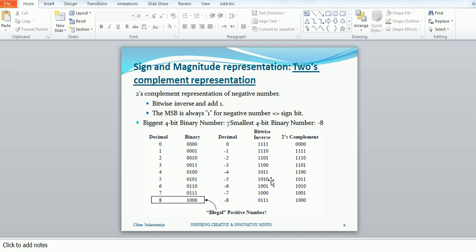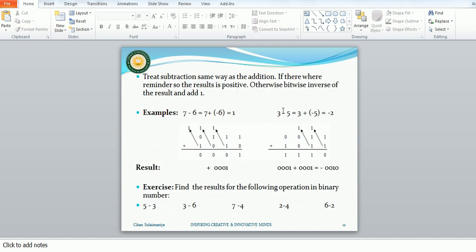So it will be 1 0 1 1. So the 2's complement of number 5 is 1 0 1 1. So 3 plus the 2's complement of 5: 3 is 0 0 1 1. The 2's complement of 5 is 1 0 1 1, as I explained in the previous table. Do addition for these two numbers.